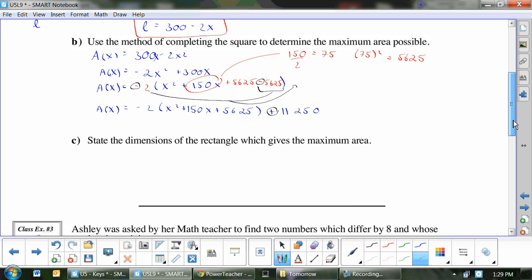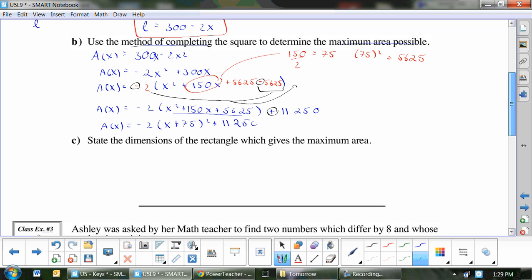Okay, and then the last step is just to complete the square. So that's that part. So we get -2 times x plus 75 squared plus 11,250. Okay, so we've completed the first part of the question. Now they ask us to determine the maximum.